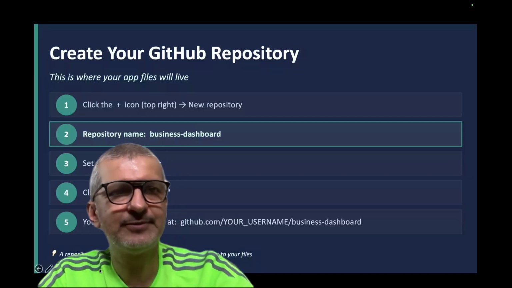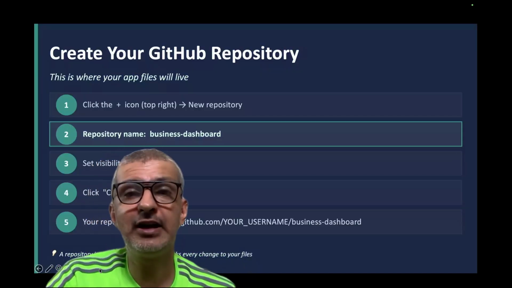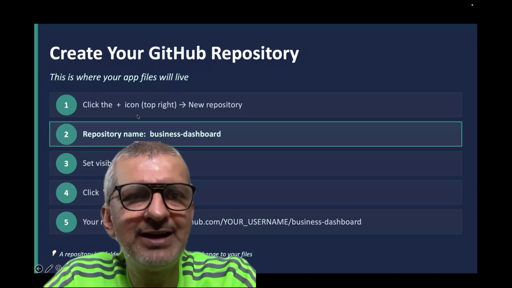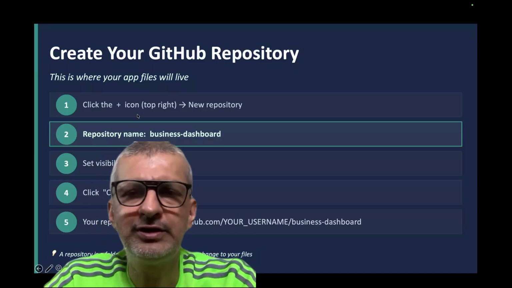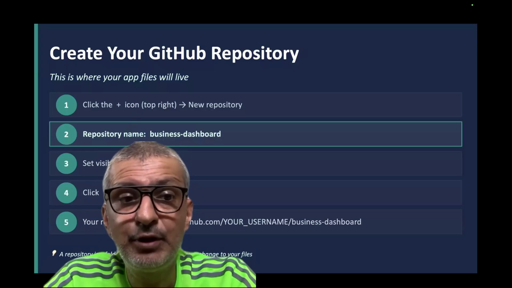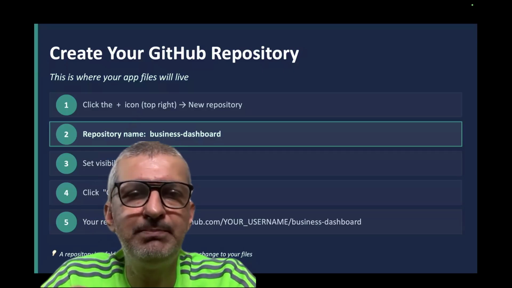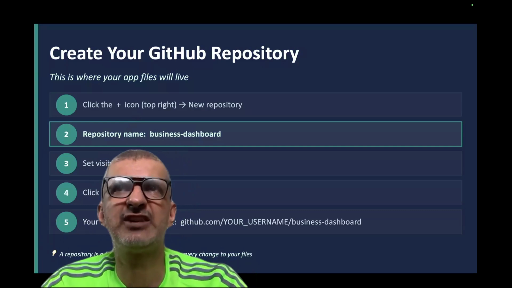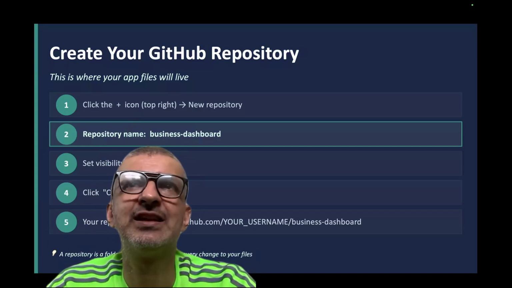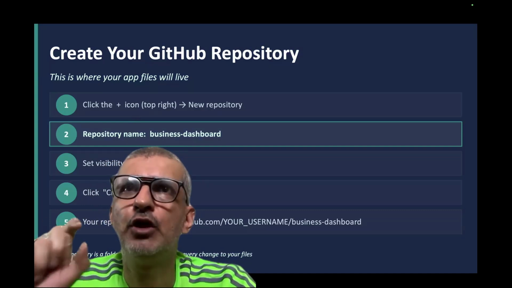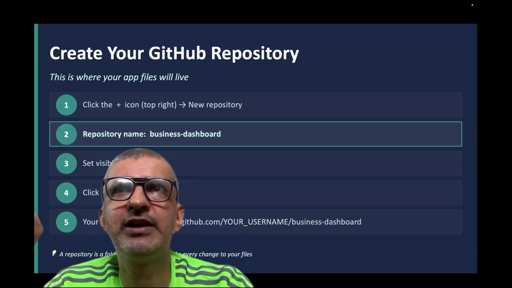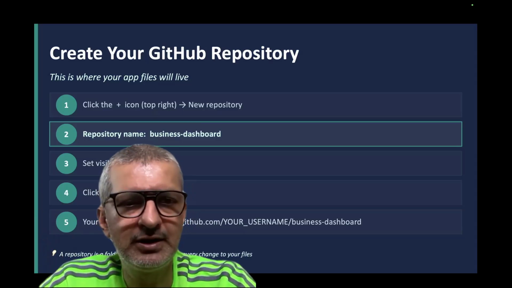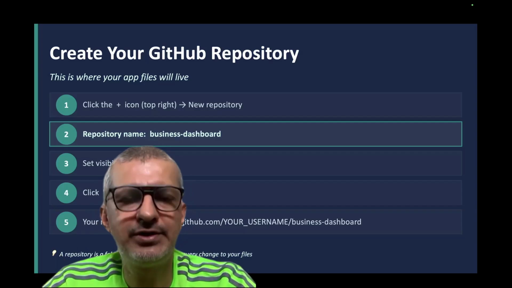Next step is you need to create a GitHub repository. Once you are inside GitHub, click the plus icon on the top right, then new repository. The repository name that you give should be business-dashboard. I'll repeat, business-dashboard. This is for uniformity so that it is easy for me to debug. All of you should create business-dashboard as a repository. Visibility should be set to public, and click create repository at the bottom.